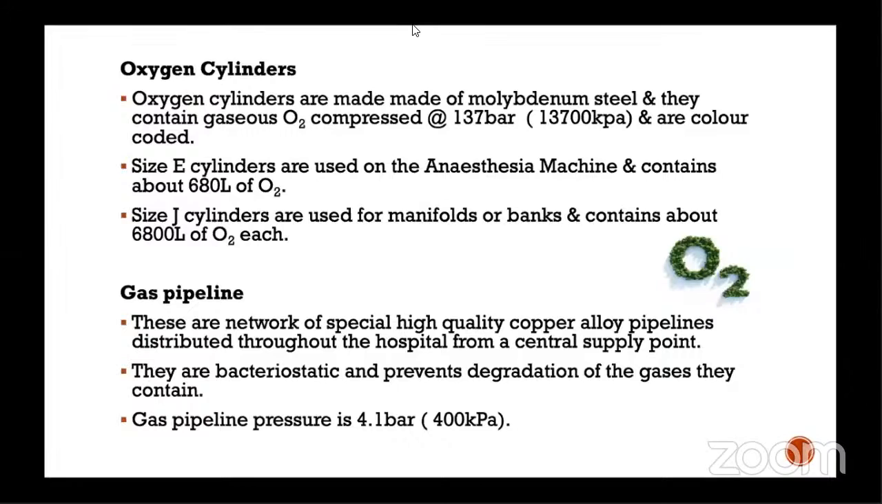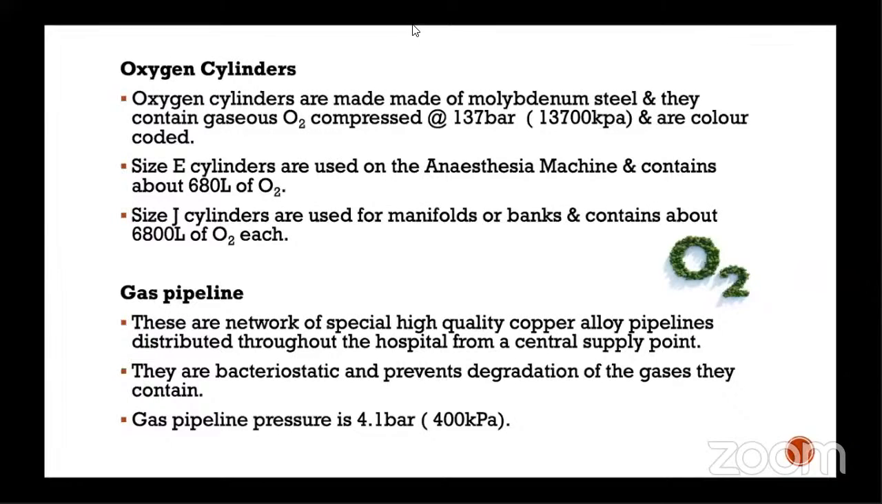We have the size A down to size G cylinders. Size E cylinder, which we usually attach to an anesthesia machine, contains about 80 liters of oxygen. The size J has about 6,800 liters of oxygen, and this is the one we use in our oxygen banks connected through the manifolds.